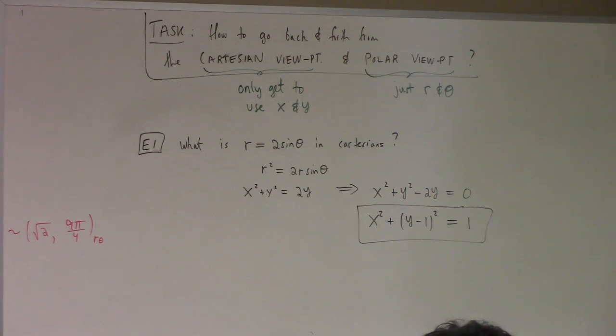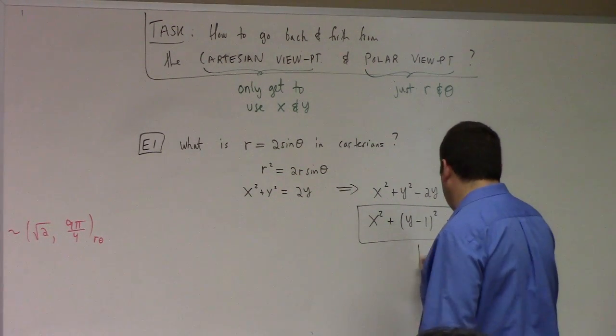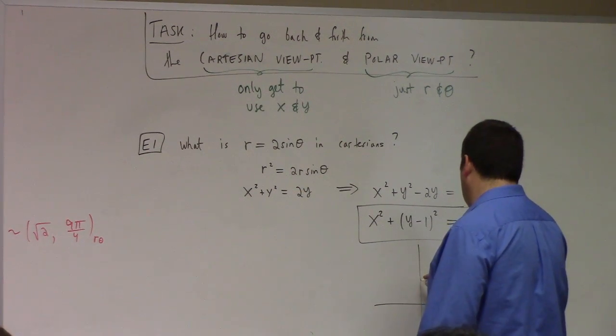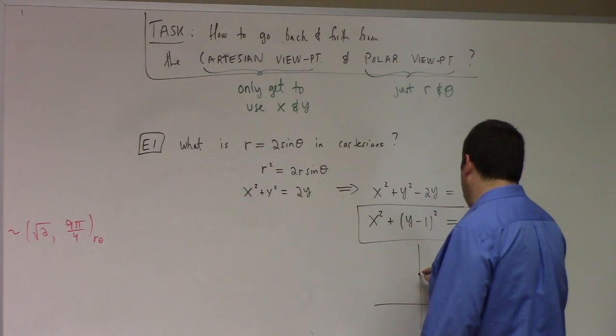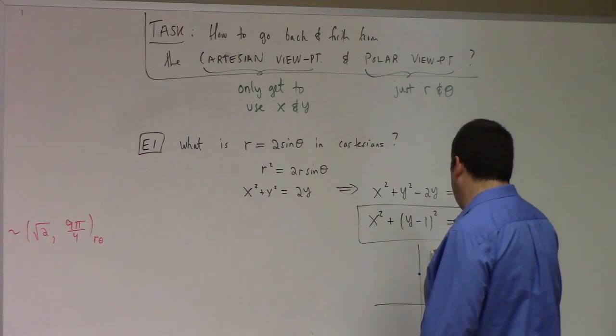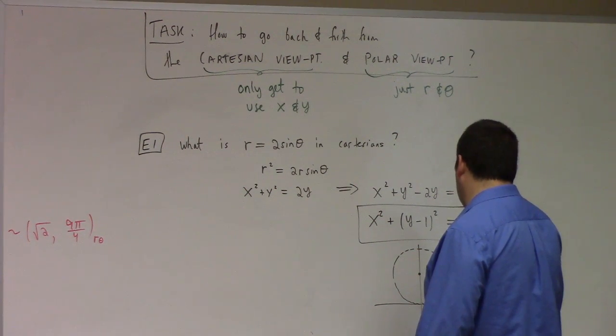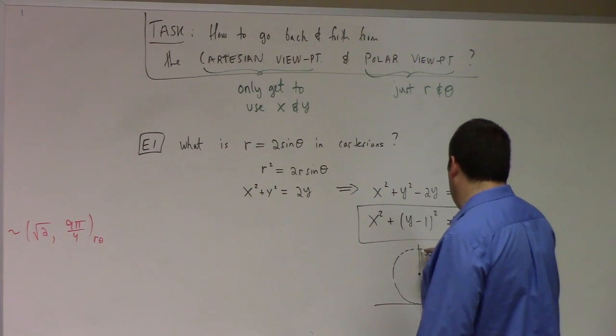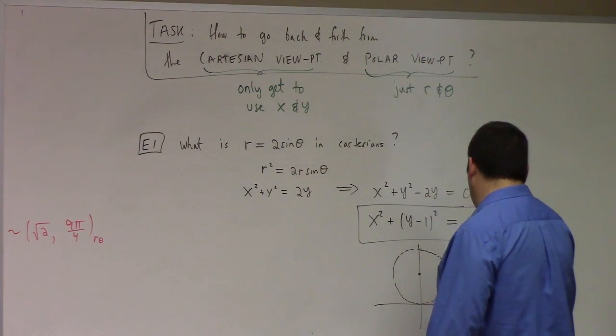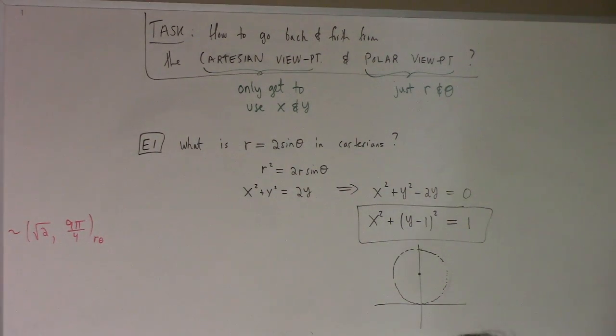That's pretty nice. That's a circle, right? Circle radius 1, centered where? Looks like the center is at 0, 1, right? So here you go. I tried to draw a circle. I almost succeeded. Here, let me erase the evidence. So there you go. r equals 2 sine theta is actually a circle, radius 1 centered at 0, 1 in Cartesian coordinates.